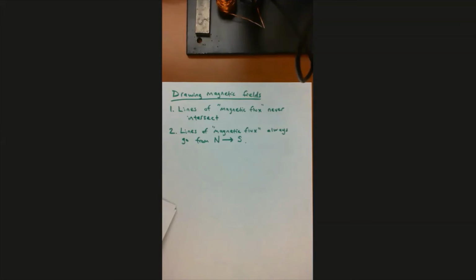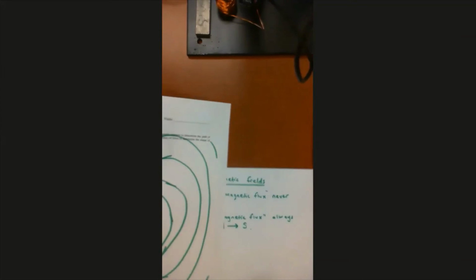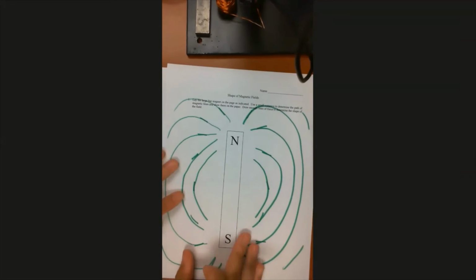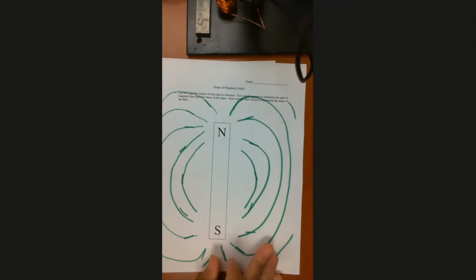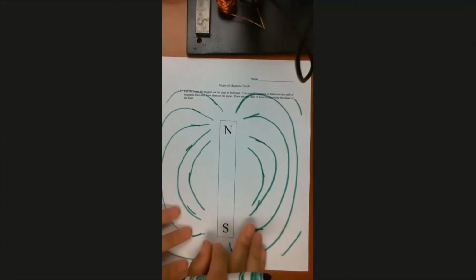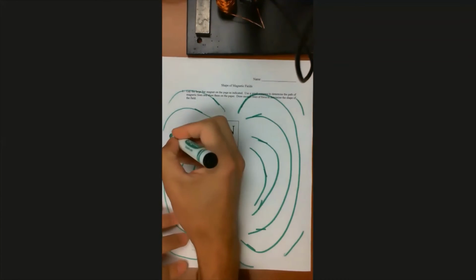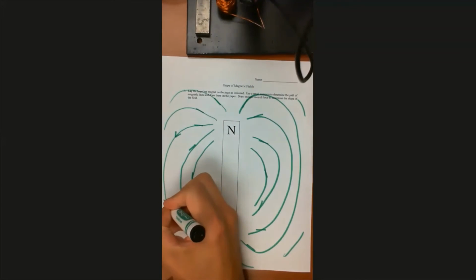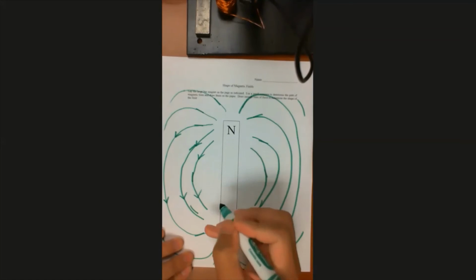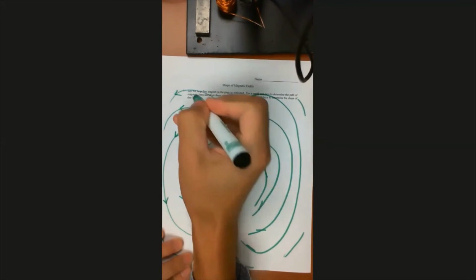I told you that we weren't quite done with this lab yet. So go back to your lab. And what we need to do is draw some arrows on these lines of magnetic flux to indicate that they're going from north to south. So draw a couple of arrows on each line of magnetic flux. That's usually what I like to do.